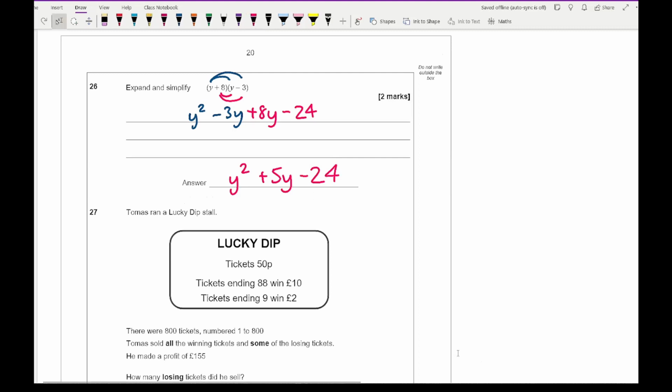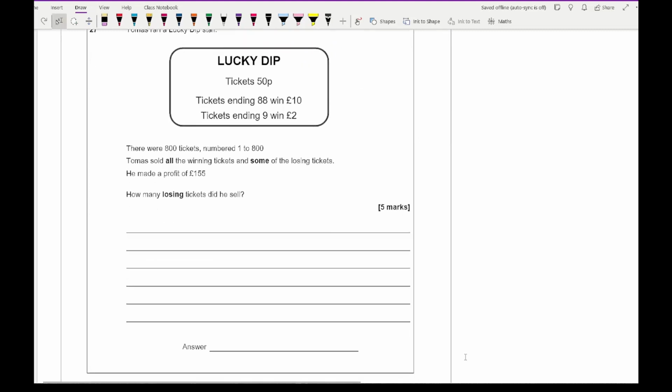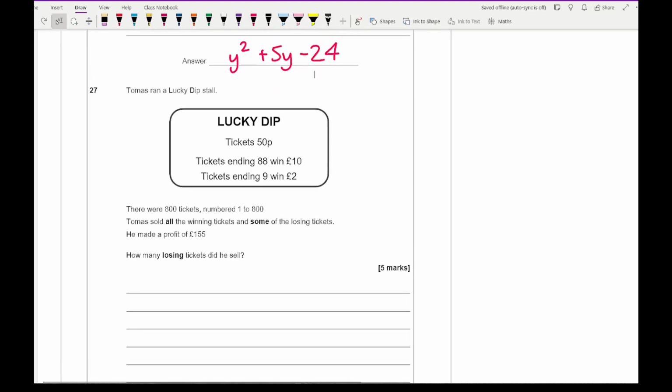Then moving on to question 27, it says that Thomas ran a lucky dip stall. Tickets cost 50 pence. Tickets ending in 8 win £10. Tickets ending in 9 win £2. There are 800 tickets numbered 1 to 800. Thomas sold all the winning tickets and some of the losing tickets, and he made a profit of £155. And the question is asking, how many losing tickets did he sell? So let's have a look first of all at how many winning tickets there are. So the number of winning tickets.